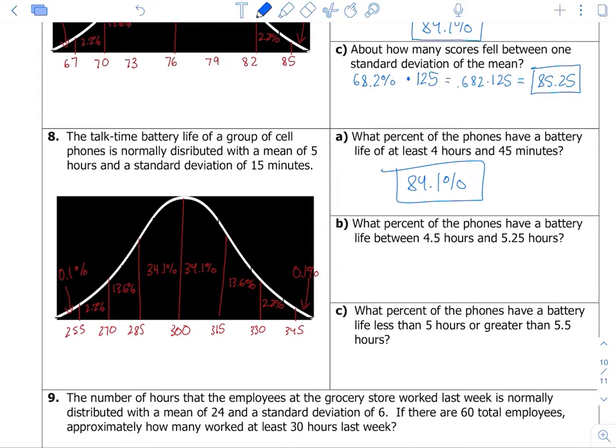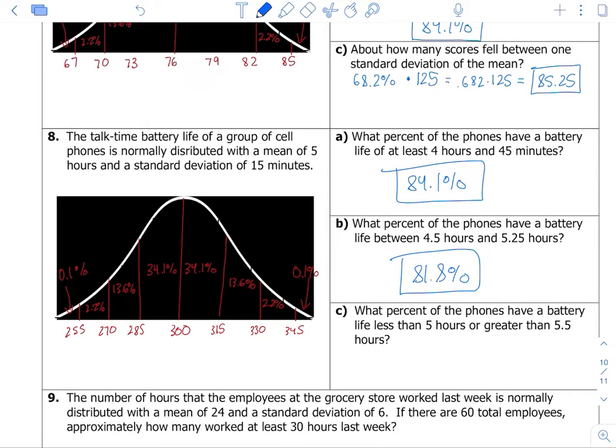What percent of the phones have a battery life between 4.5 hours and 5.25? So this is the 5-hour mark, right? So the 5.25 mark is right here, and the 4.5-hour mark is right here. So that percentage, you guys, added together, that's going to give you 81.8%. You add those all together. Okay.